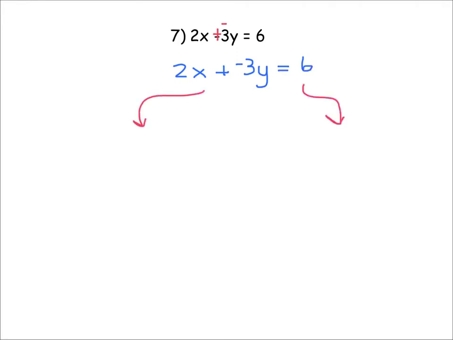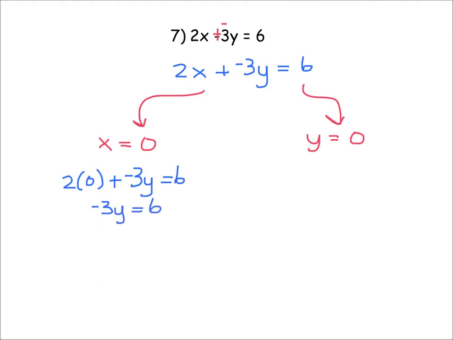So I'm going to have 2 separate, because I'm finding the x-intercept and the y-intercept. So I have here x is equal to 0 and y is equal to 0. So we're going to plug in 0 for x. So 2 times 0 plus a negative 3y is equal to 6. So that gives me negative 3y is equal to 6. Divide both sides by negative 3, so y is equal to a negative 2. So my ordered pair would be 0, negative 2.